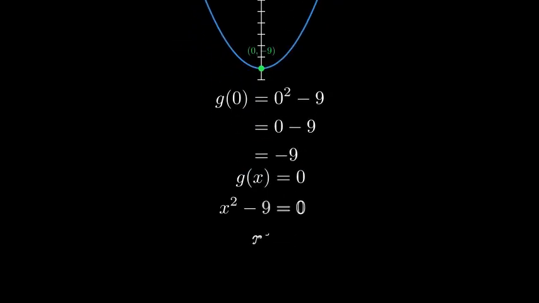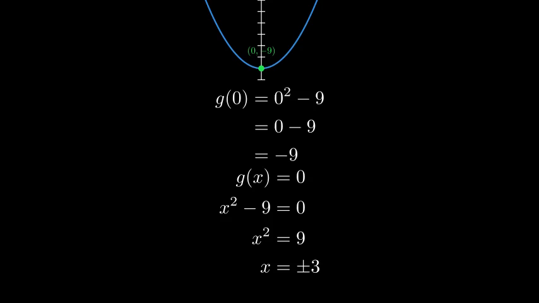To find the x-intercepts, we set the function equal to 0 and solve for x. x squared minus 9 equals 0. Add 9 to both sides to get x squared equals 9. Taking the square root of both sides, we get x equals plus or minus 3. So the x-intercepts are the points (-3, 0) and (3, 0).